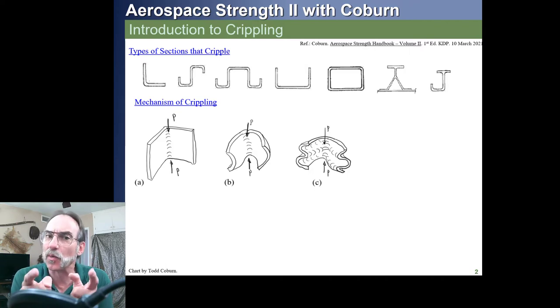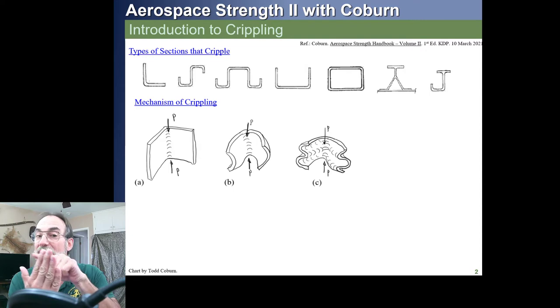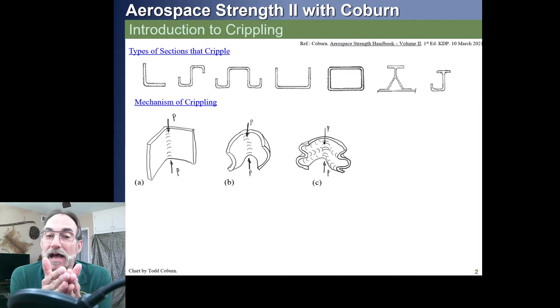Now, we've kind of seen this already because we looked at plate buckling, right? When we had a plate which had supports not only on the ends but on the edges, then we got our plate buckling formulas. The same thing is true here. You see this angle is actually two plates loaded up with supports on three sides, the two ends and the edge. That gives it some strength for compression, but it actually buckles in those flanges. And that's what we call crippling.